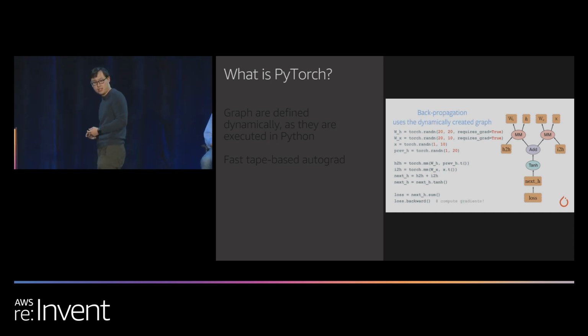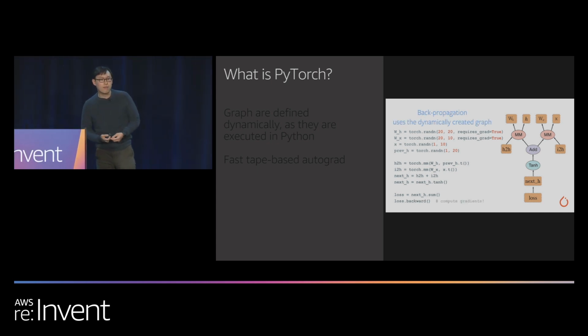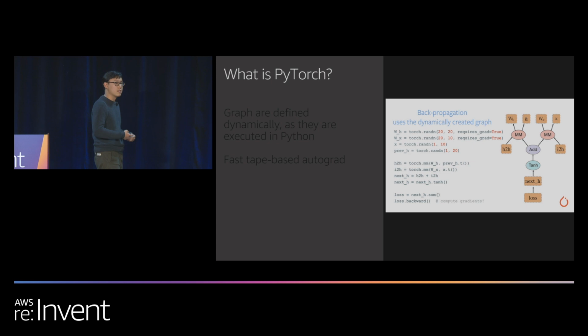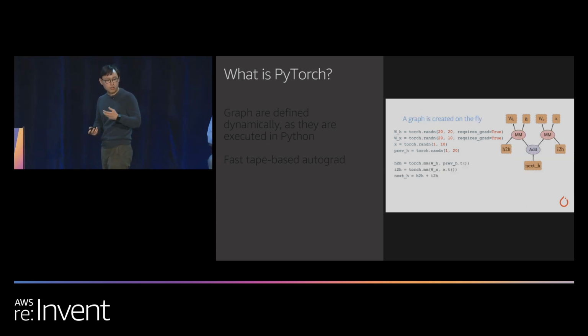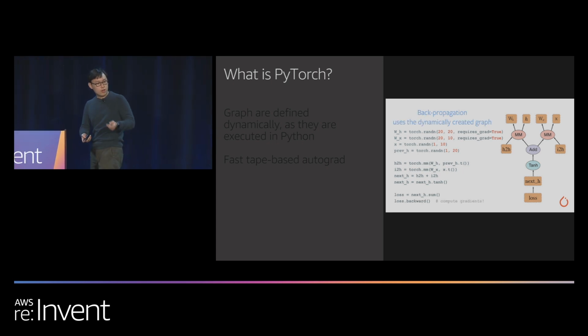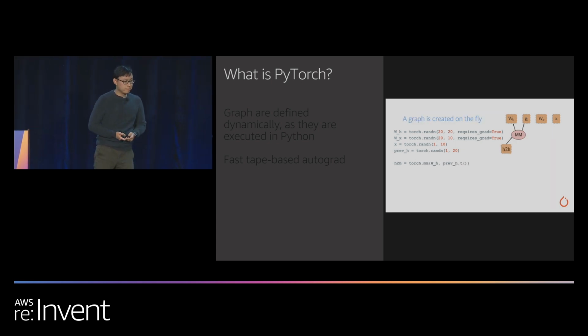So you can see here the way that a graph is defined in PyTorch is very similar to regular Python execution, right? You define your operators. You can use operator overloads like this plus operator, and a graph is defined based on how you ran it.